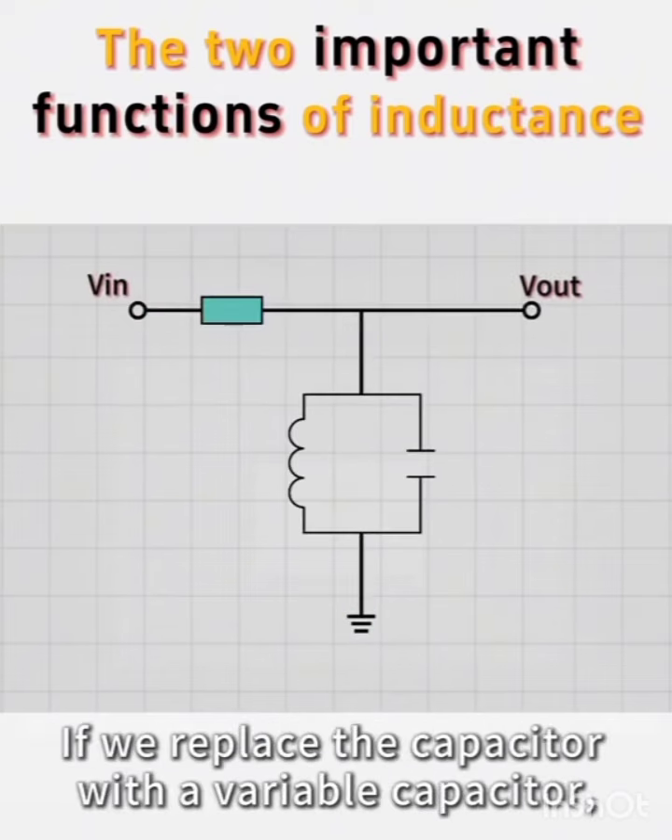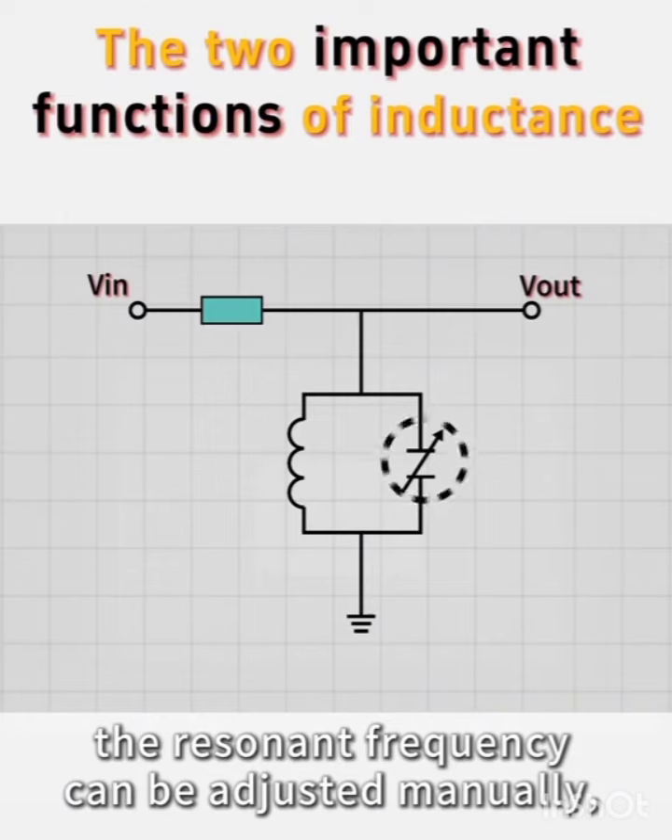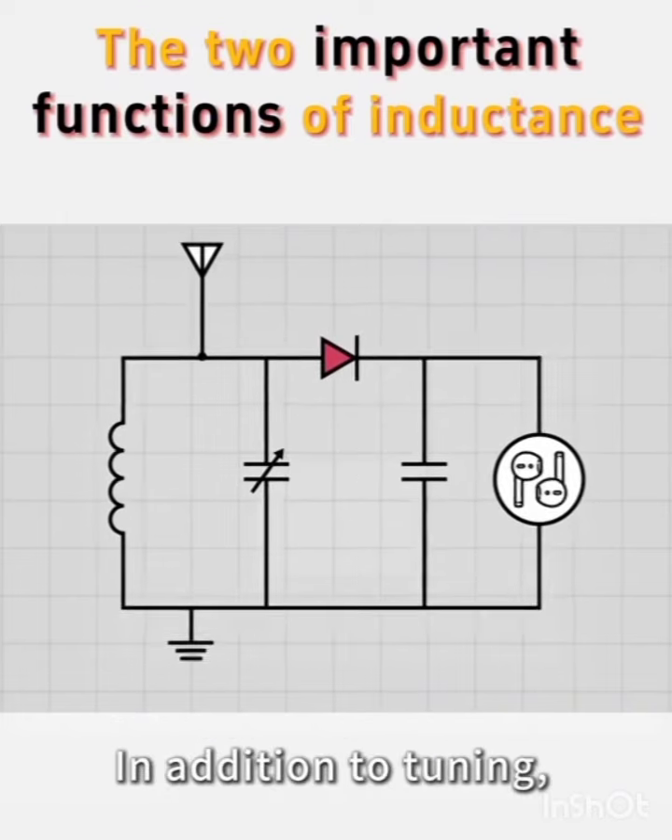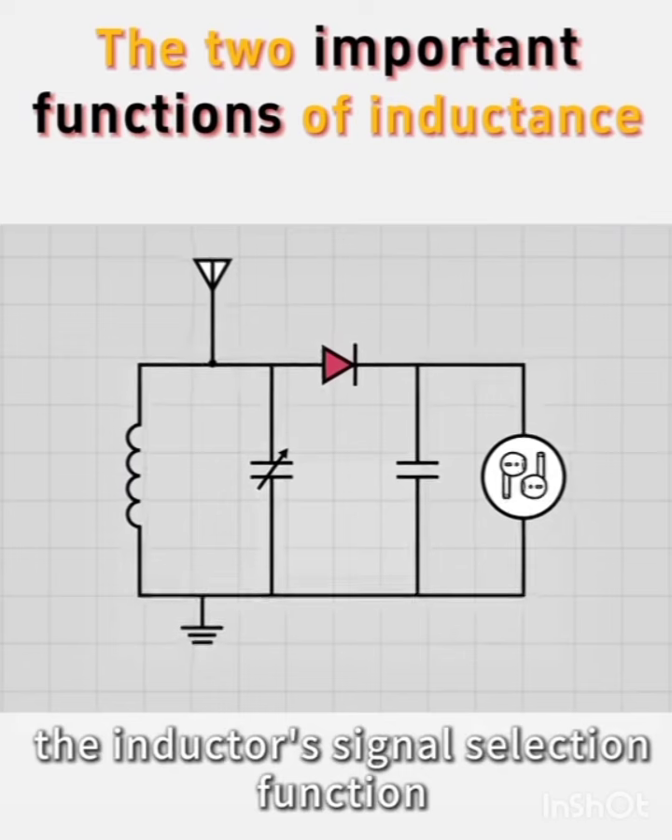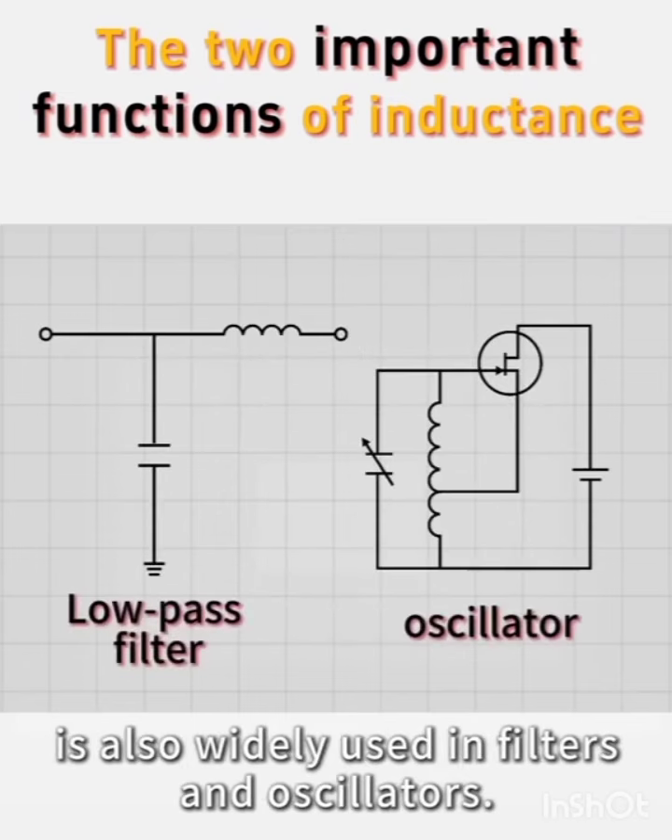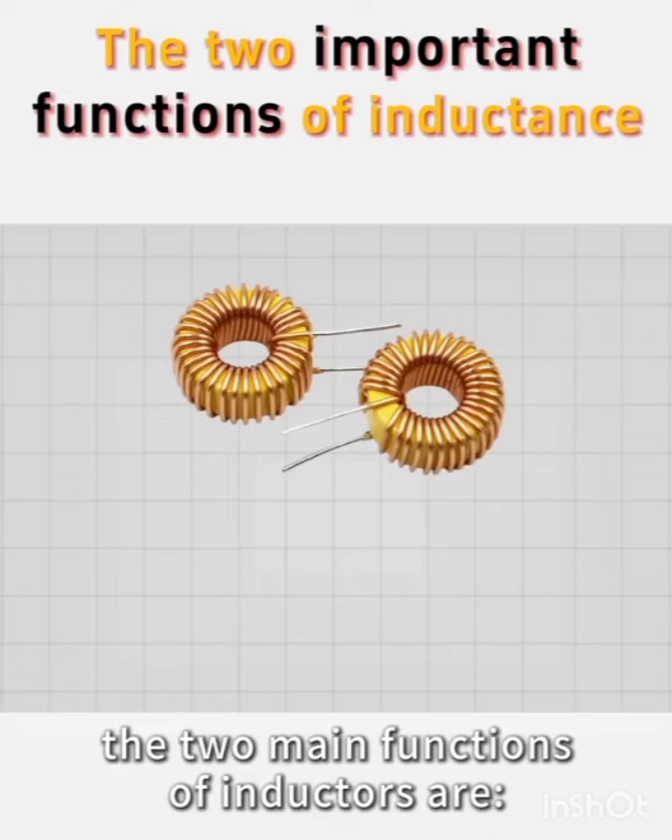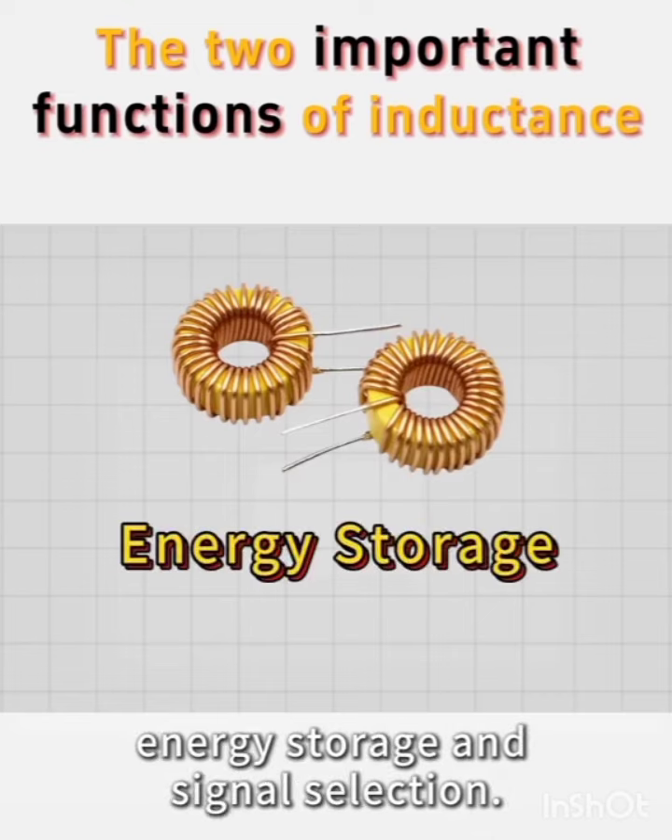If we replace the capacitor with a variable capacitor, the resonant frequency can be adjusted manually, which is how a radio selects channels. In addition to tuning, the inductor's signal selection function is also widely used in filters and oscillators. In summary, the two main functions of inductors are energy storage and signal selection.